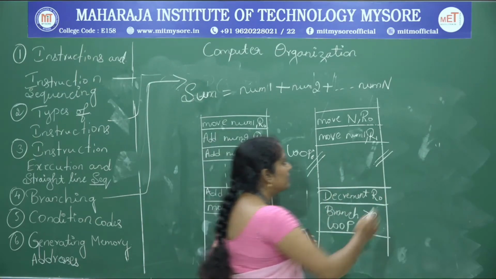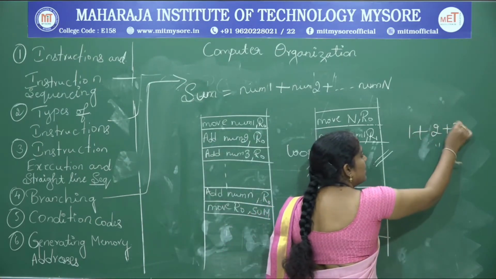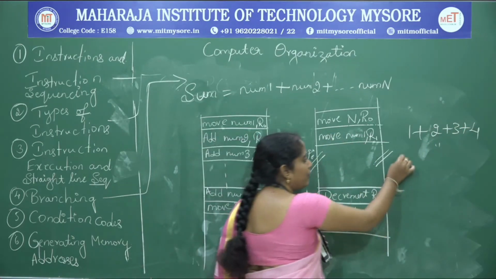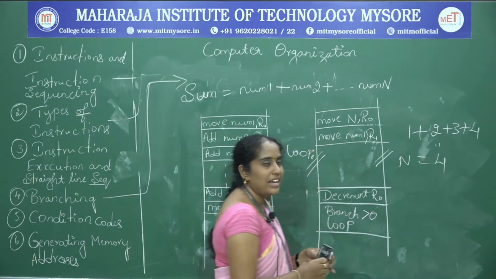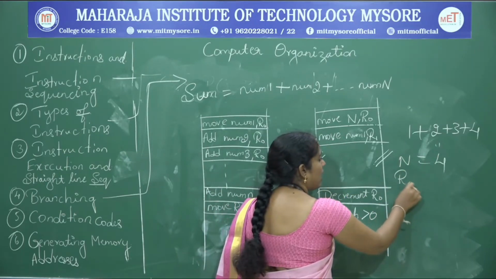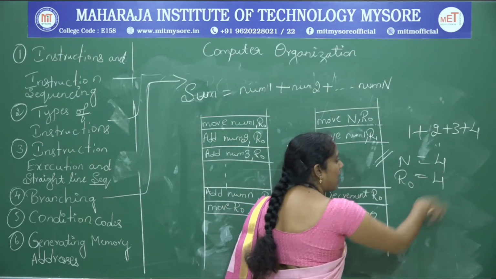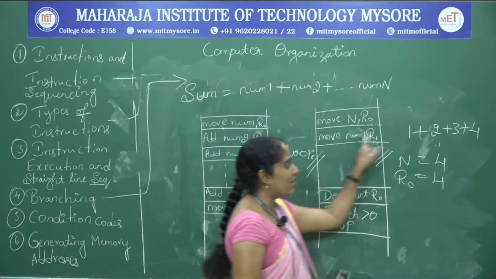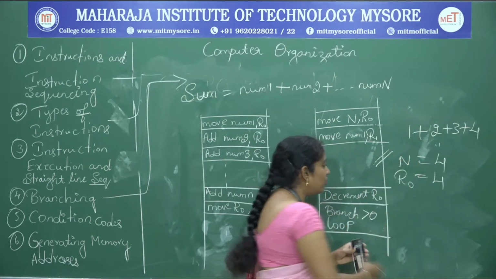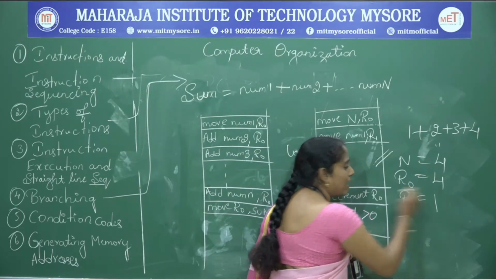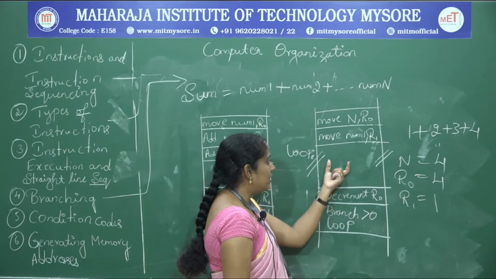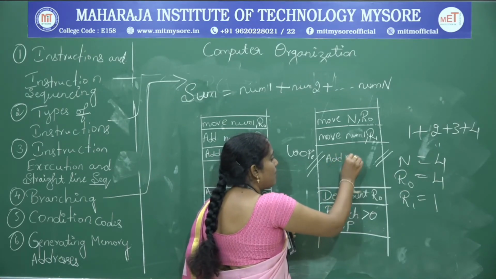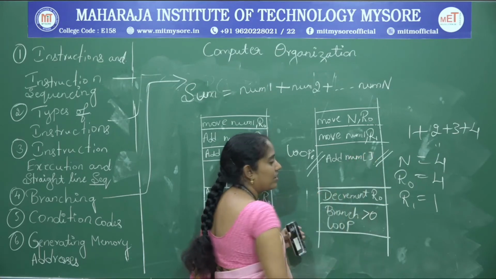So say, for example, 1 plus 2 plus 3 plus 4. Here what is the n value? The n value will be 4. So initially you move the n value to R0, so R0 also contains the value 4. Now move num1. What is the num1 value? 1. The 1 will be moved to R1, so R1 will contain the value 1. So in this it will contain, for example, add num, we don't know the number.